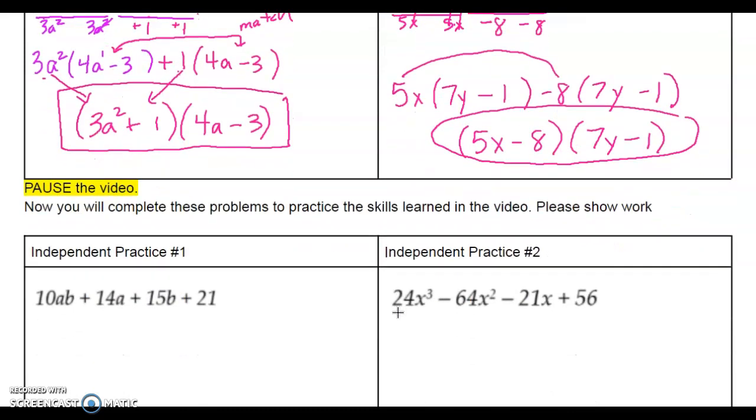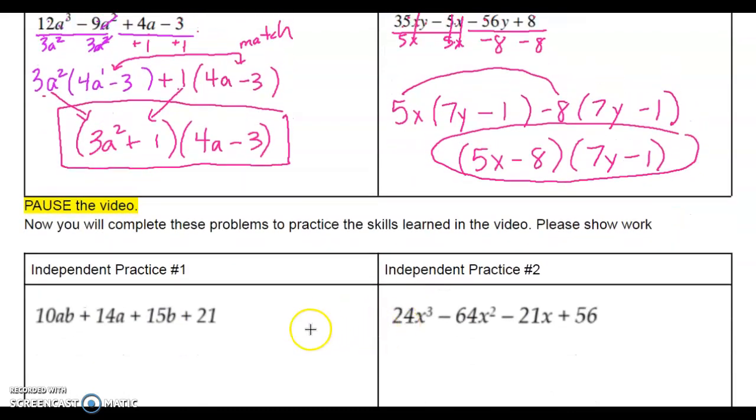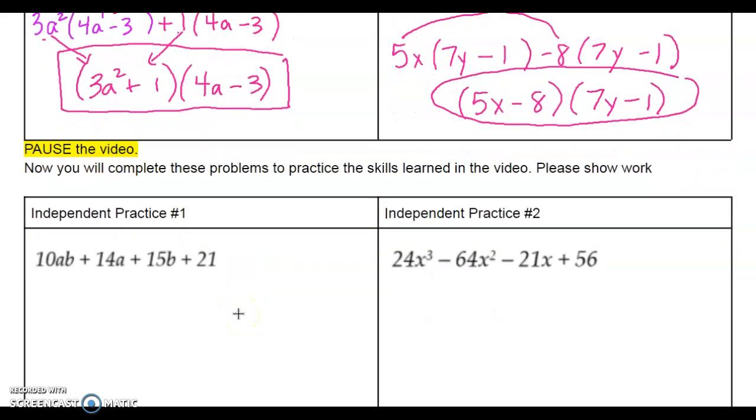I have given you 2 problems to try. So look back at your notes, rewind the video if you need, and give these a try. Go ahead and pause the video.